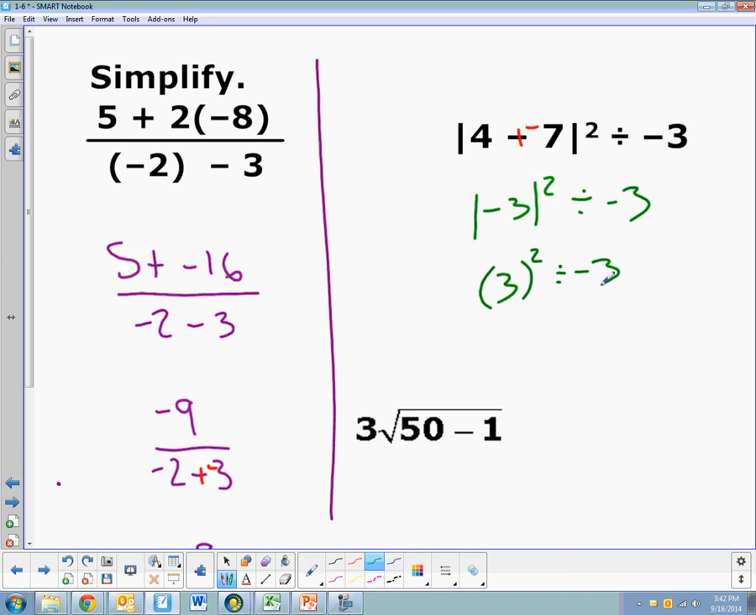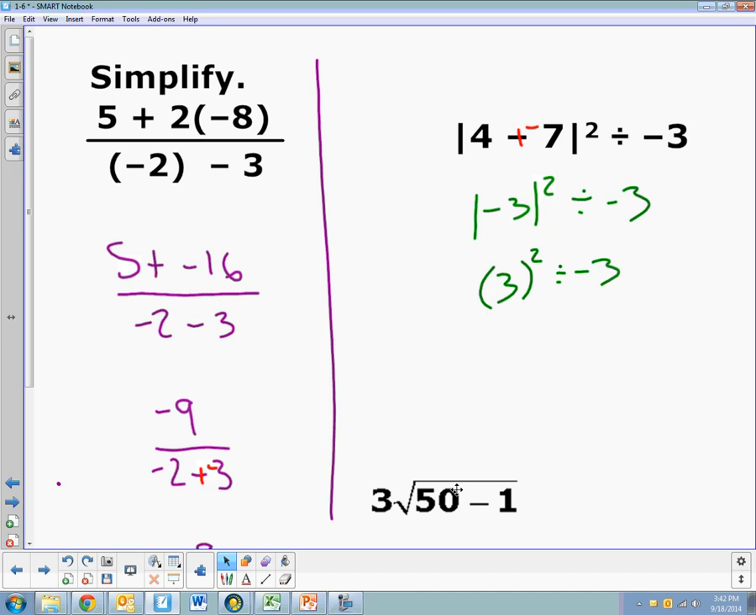Okay, so 3 squared, I'm going to move this down. We've got exponents. We've done our parentheses. We did that absolute value. Exponents. 3 squared, we've done a bunch of these now, 9 divided by negative 3. And 9 divided by negative 3, I'm going to get negative 3.